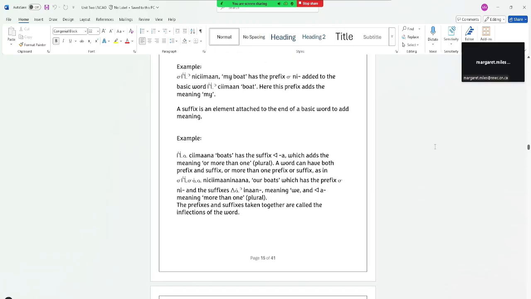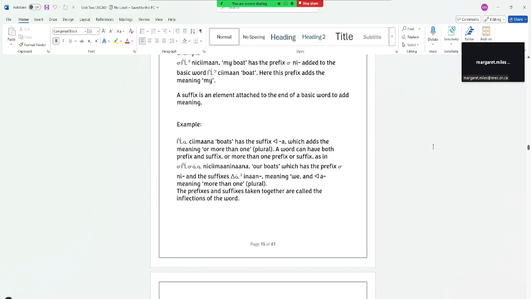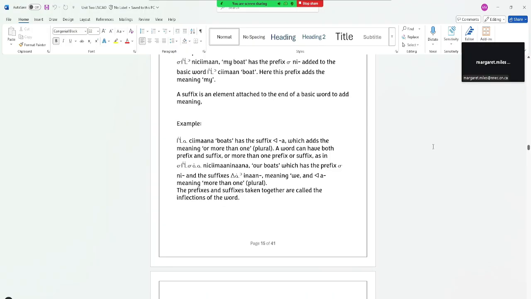For example, the word jiman. And if you say jimana, which means more than one, plural. Jimana, two boats or boats. And here you can see it in syllabics, jimana, and jiman without the last syllabic.